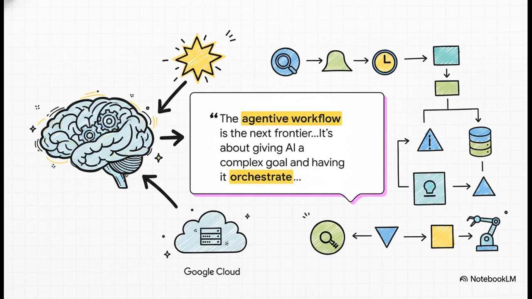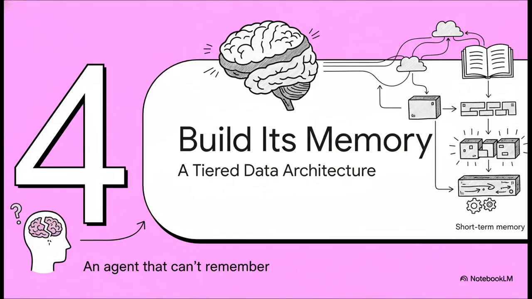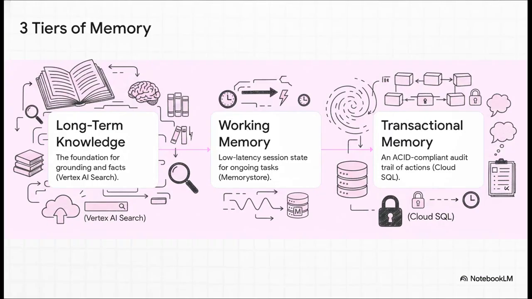This is about giving AI a really complex goal and trusting it to orchestrate the entire, messy, multi-step workflow to get the job done. An agent that can't remember anything from one moment to the next isn't very intelligent, is it? Just like us, a production-grade agent needs a sophisticated memory, and the best way to build that is with a tiered architecture. Think about how your own memory works.